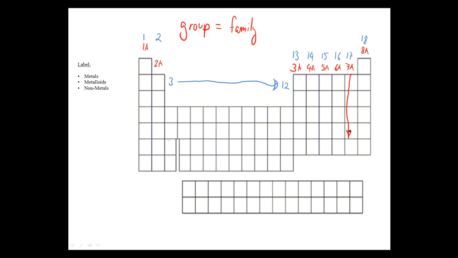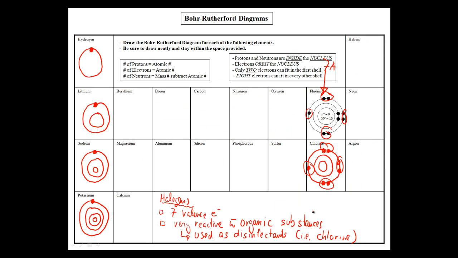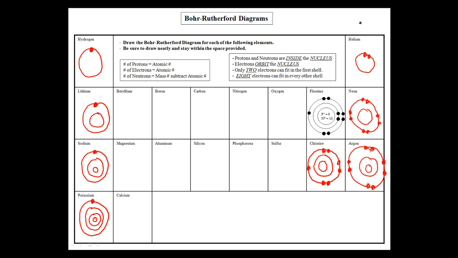variety of organic tissue. So, to summarize, halogens have 7 valence electrons. They are extremely reactive, especially with organic substances, and they're used as disinfectants. And now we have the last family, the noble gases, which are located in group 8A or group 18. These guys all have a full valence shell.